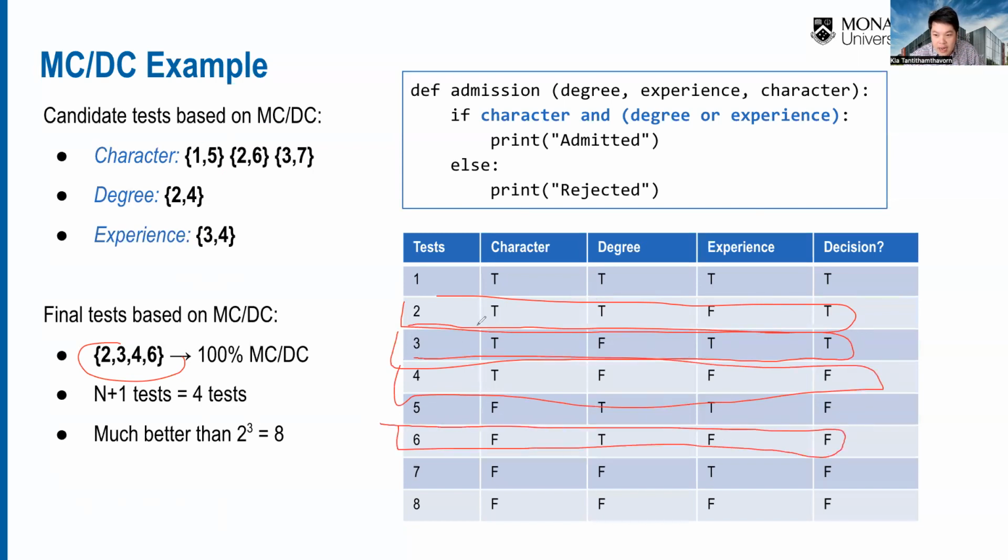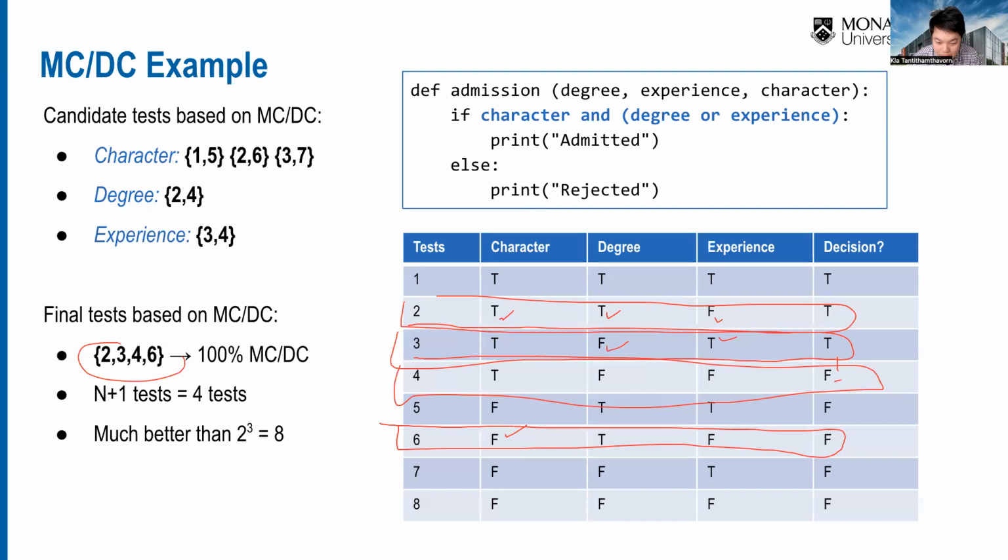Character is tested as true and false. Degree, true and false. And experience is true and false. And the decision is also both true and false as well. Yep, all good. That's all.